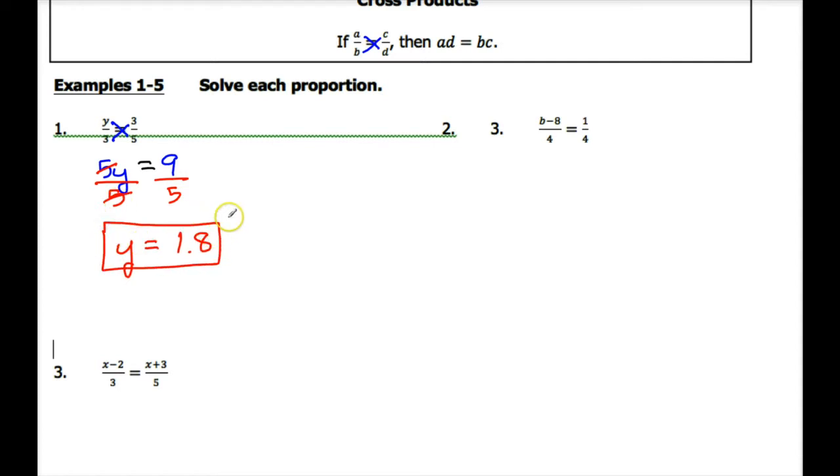And remember how I showed you how to check your answers on your calculators last week? Be sure you're plugging in 1.8 for y, and then checking this on your calculator. Okay, let's look at number 2.